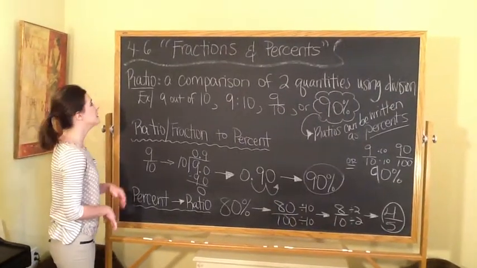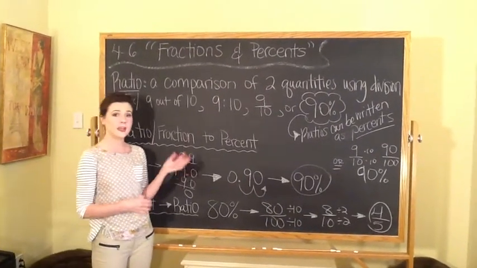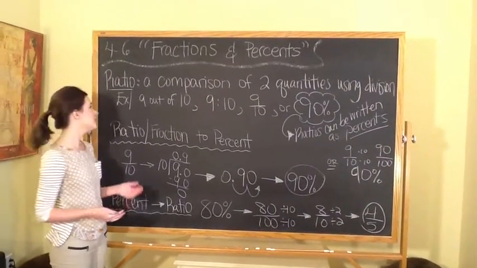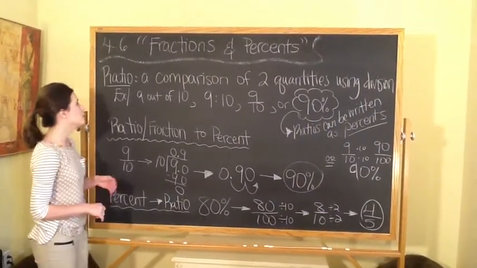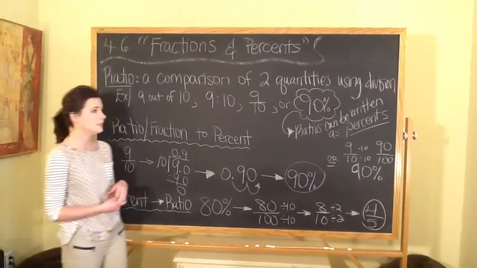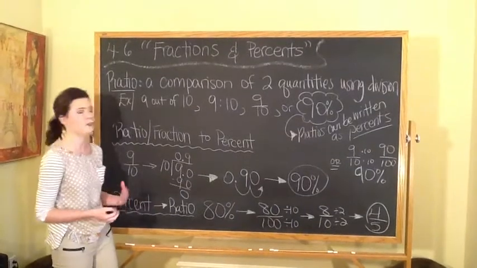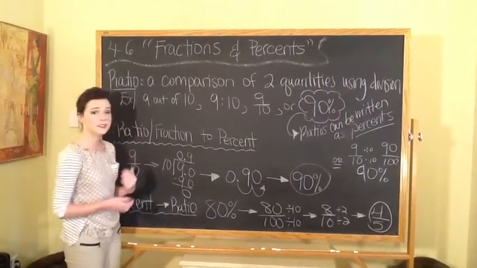Lesson 4-6. Today we're going to be talking about fractions and percents. Now, the first word that we're going to need to know is the word ratio. A ratio is a comparison of two quantities using division. Basically, that's a fancy way of saying it's a form of a fraction. It can be written in several different ways.